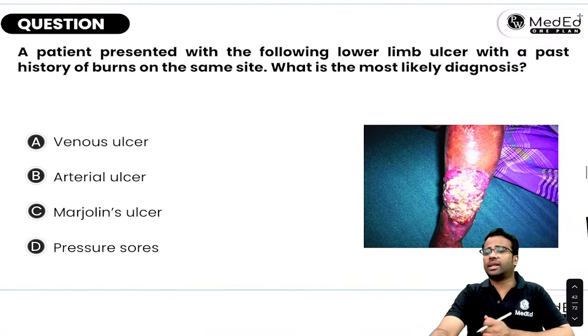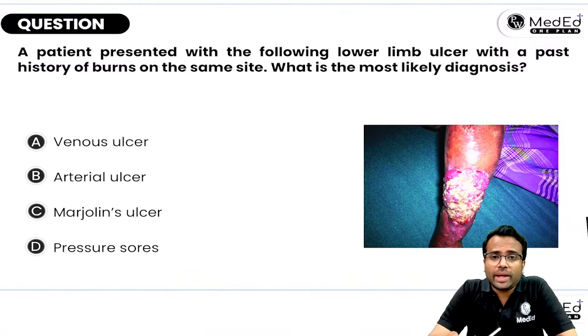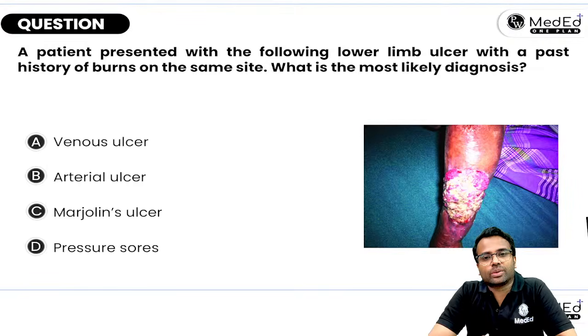A patient presented with the following lower limb ulcer with a past history of burns on the same site. What is the most likely diagnosis? Maybe surgery, kya hoga. So what is this? Is it a venous ulcer, arterial ulcer, Marjolin's ulcer, or a pressure sore? And the history in this question is so clear, right?